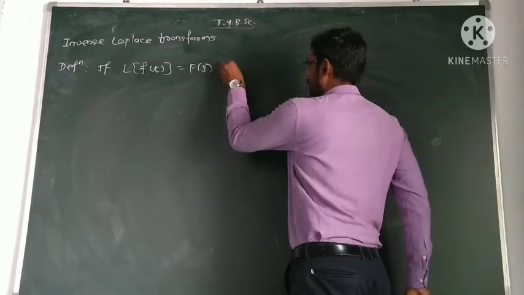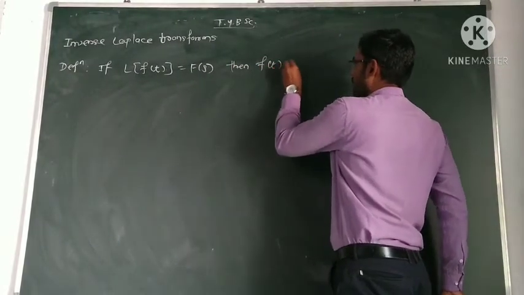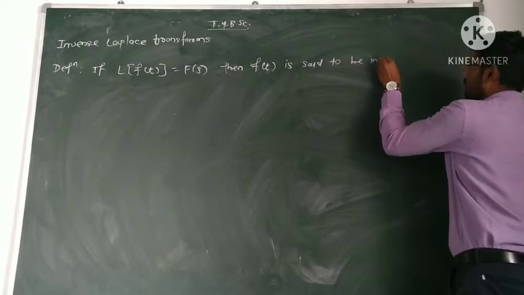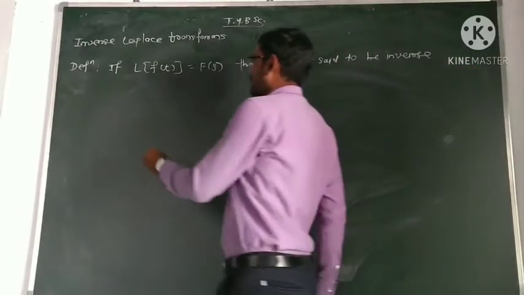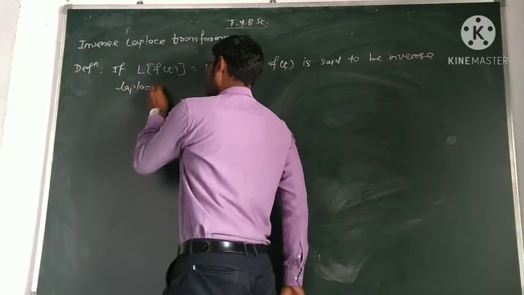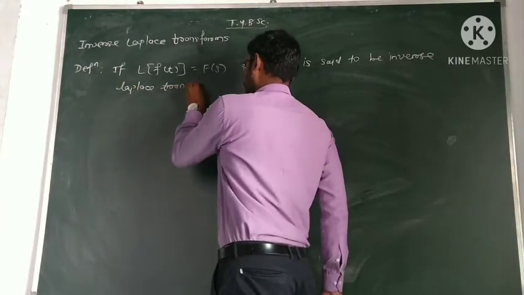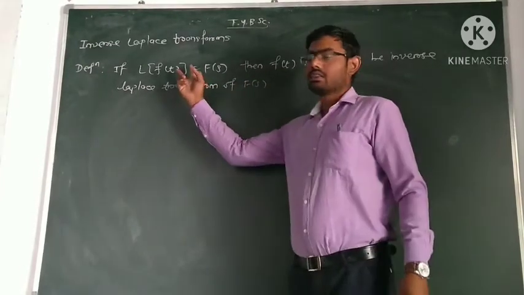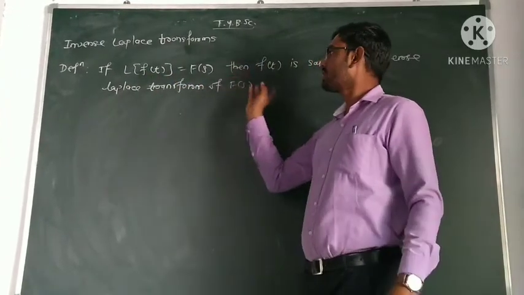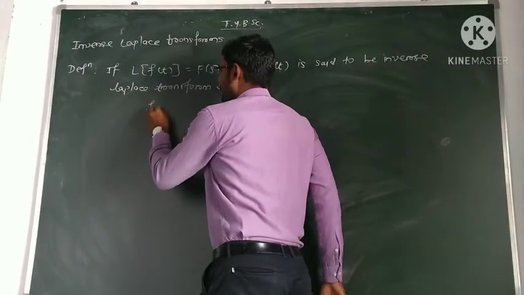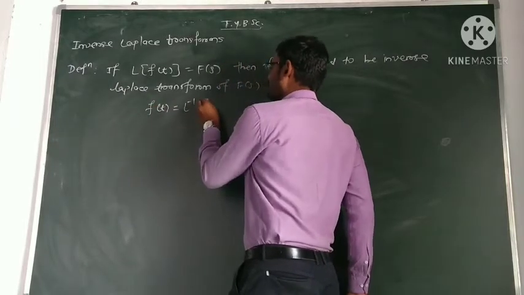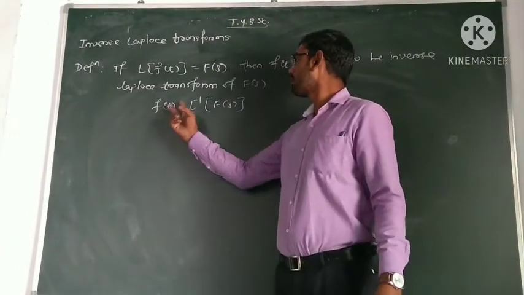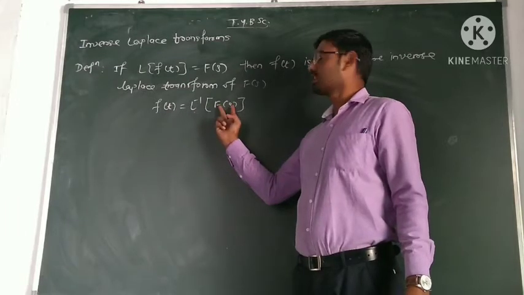Okay, then f of t is said to be the inverse Laplace transform of F of s, and we can write it like this. We can take this operator for taking the inverse. We write f of t is equal to the inverse Laplace transform of F of s. Okay, this f of t is called the inverse Laplace transform of the function F of s.